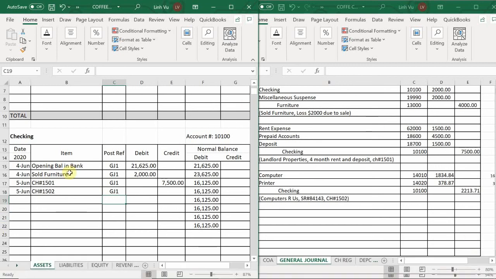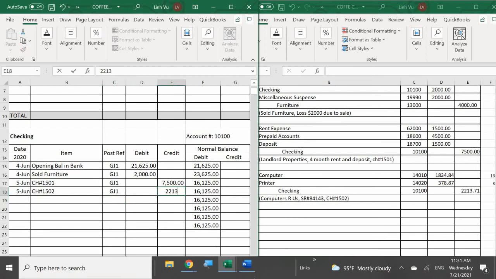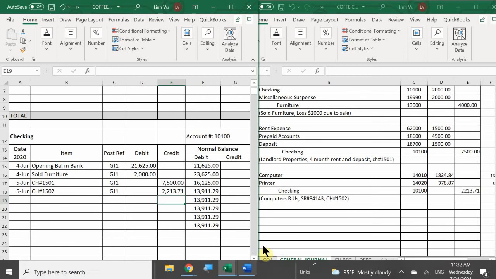Okay. Once again, because I wrote a check for $2,213.71, it's now going to decrease my account to reflect that now my account should hold a total of $13,911.29. Okay? Okay. Last but not least, right?